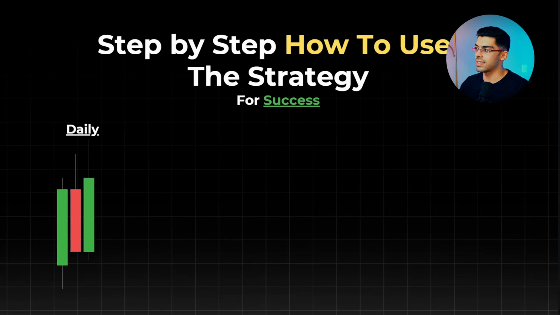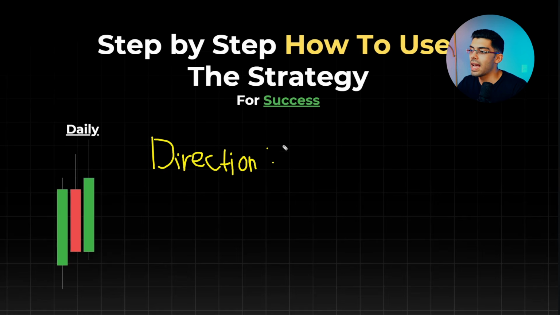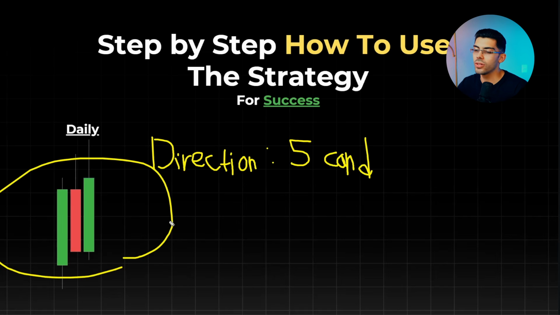All right, so here's the step-by-step on how to use this strategy correctly for success. The first part is the daily. This is where we're going to be getting our direction. Now, for me, I look at daily direction very differently than a lot of other traders, because I'm mostly looking at the last 5 candles. However, it doesn't mean I'll completely disregard the overall trend on the daily. I will still use a little bit of market structure on the daily.